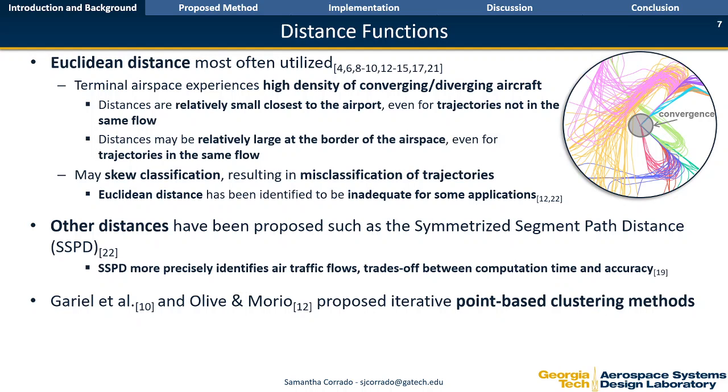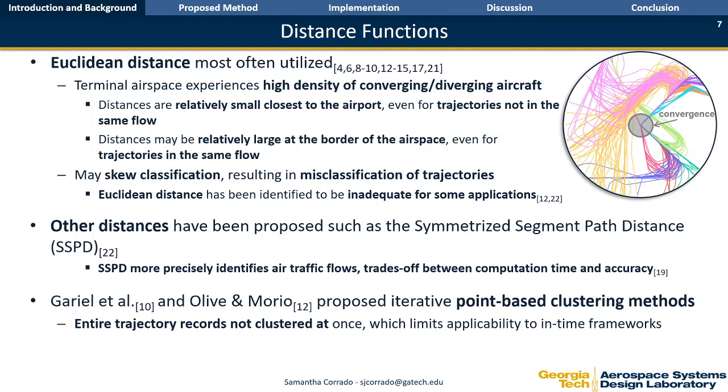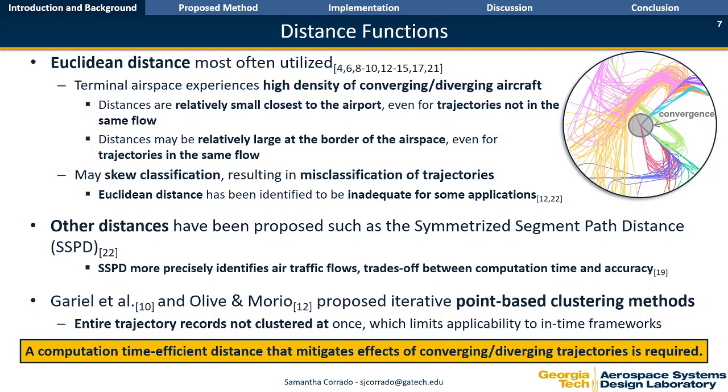Additionally, two studies have proposed individual point-based clustering methods relying more on iterative clustering and dependency trees. However, entire trajectory records are not clustered at once in these methods, which limits the applicability to in-time or real-time frameworks. Overall, a computation time-efficient distance function that mitigates the effects of converging and diverging trajectories is required.